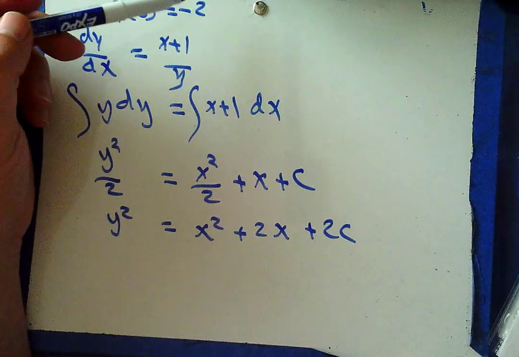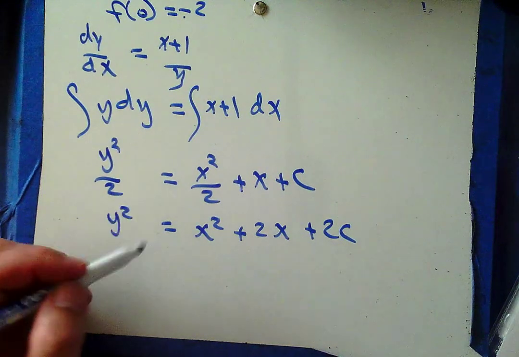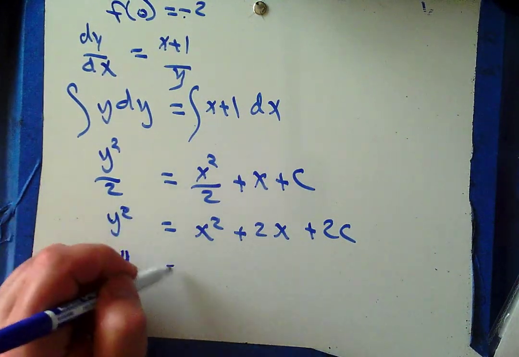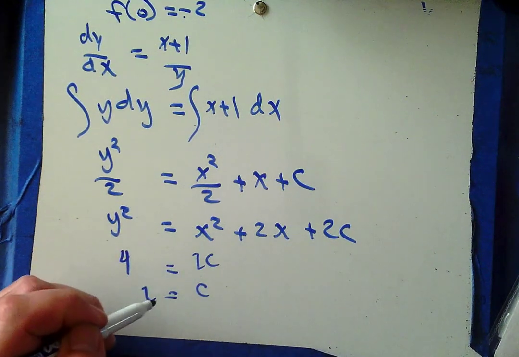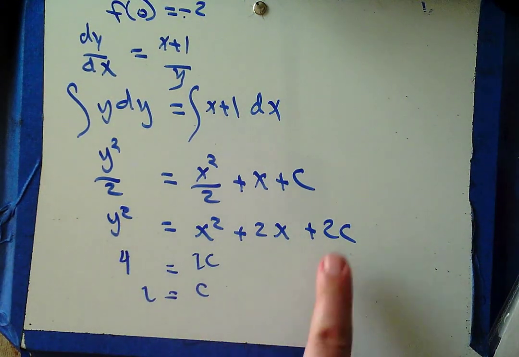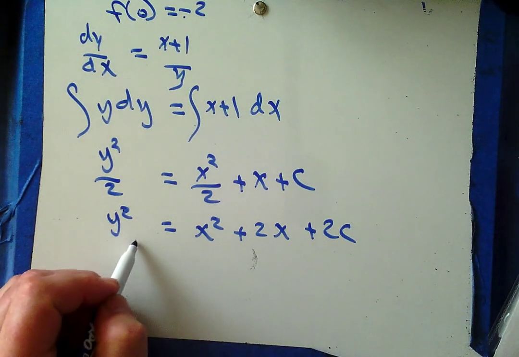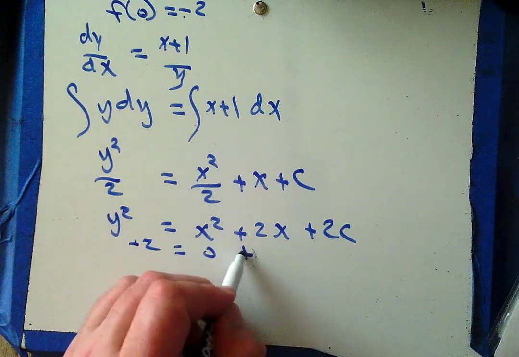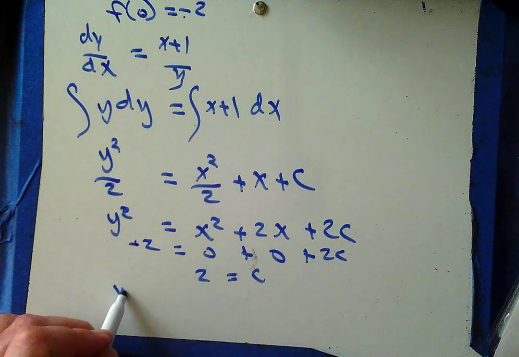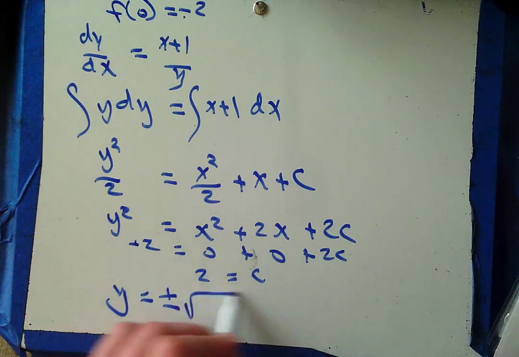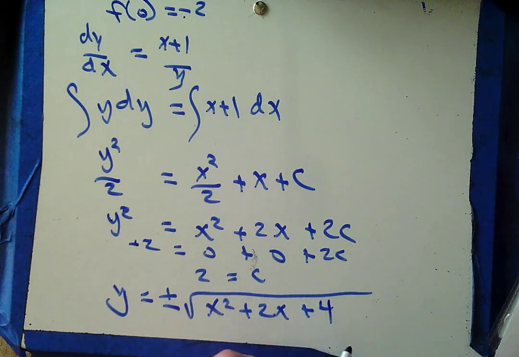I'm going to plug in my initial condition now. I get 0, negative 2. Negative 2 squared is 4, equals 0 plus 0 plus 2c, c equals 2. So if I take c equals 2 and plug it in there, y equals plus and minus square root of x squared plus 2x plus 4.